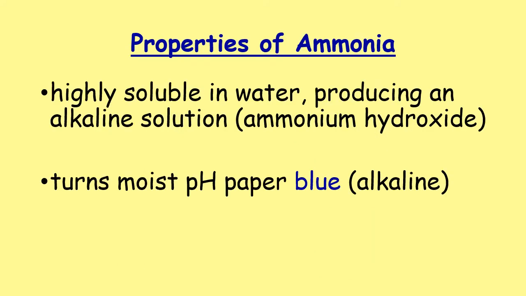So the properties of ammonia, some of these we went over at the start, but ammonia is very highly soluble. So it dissolves very easily in water, and it produces an alkaline solution. It actually reacts with water to produce something called ammonium hydroxide. And ammonia gas will turn moist or wet or damp pH paper blue. That is the test, that second point. Ammonia gas turns moist pH paper blue. It needs to be wet, otherwise the gas won't do anything. And it will turn it blue because it's making it an alkali.